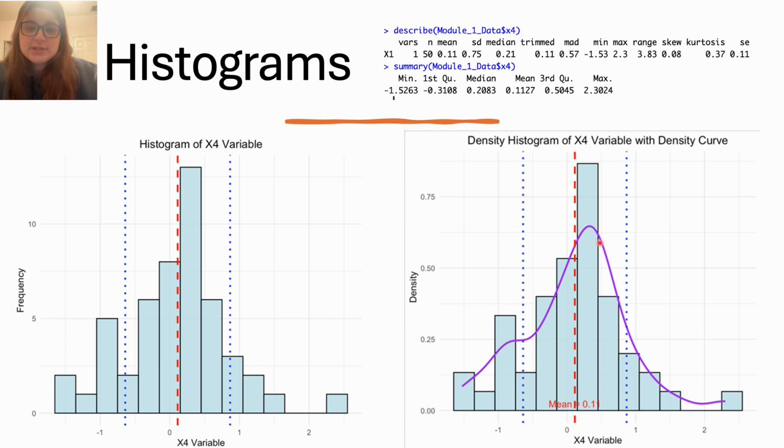Whereas a density histogram, this one right here, has each bar representing the frequency per unit interval. And the area under the curve will always, regardless of the data, equal 1.